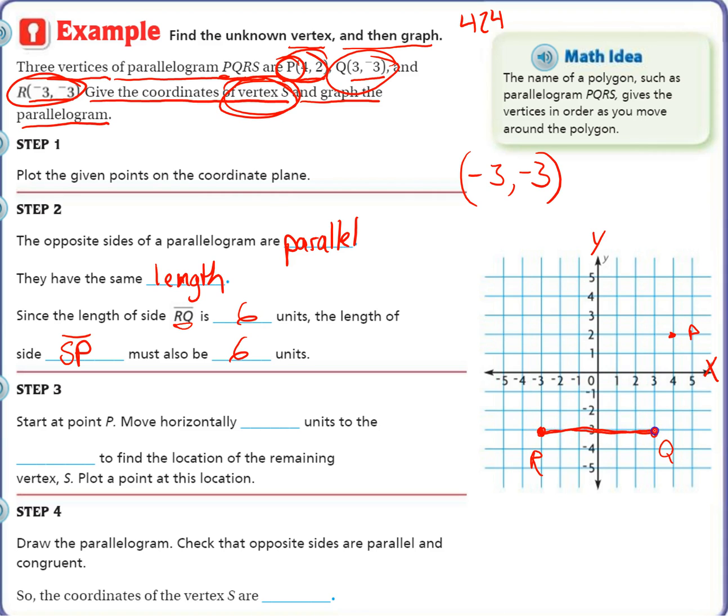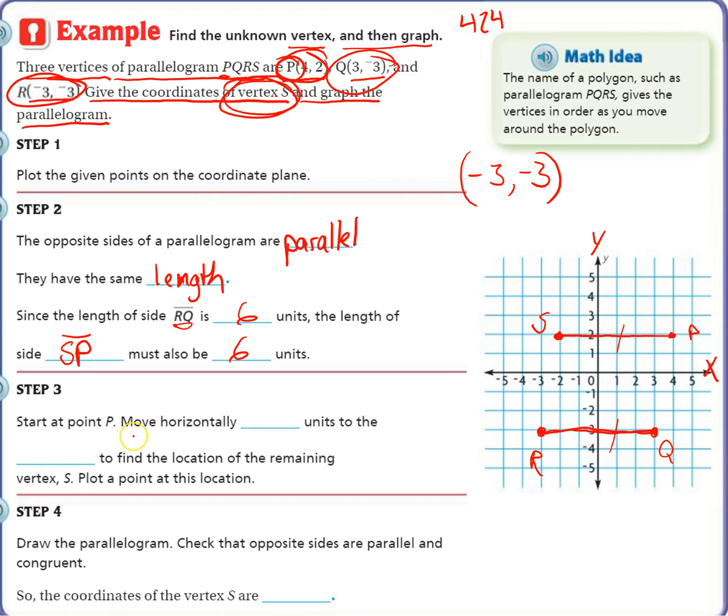So if it's 6 units from R to Q, then we're going to go from P and go 6 units to find where S would be. 1, 2, let's go 1, 2, 3, 4, 5, 6. So S must be right there. Because in a parallelogram, this side has to be the same length as this side. And they must be parallel.